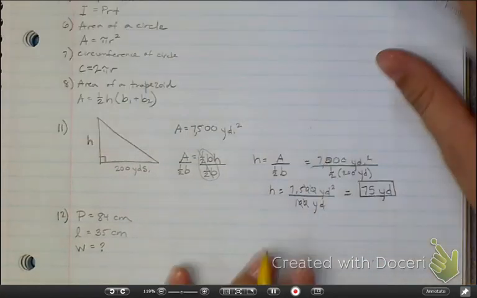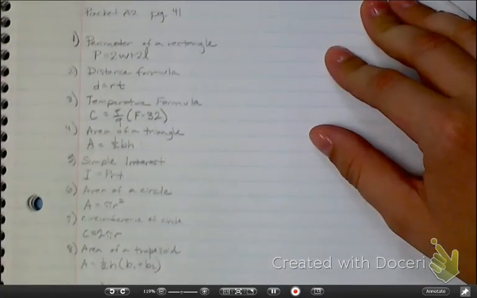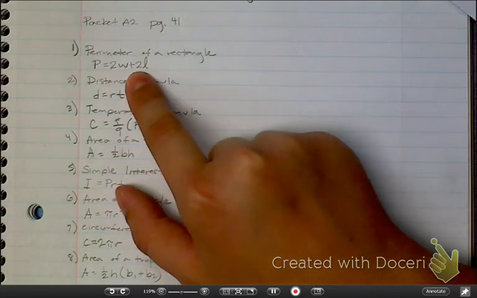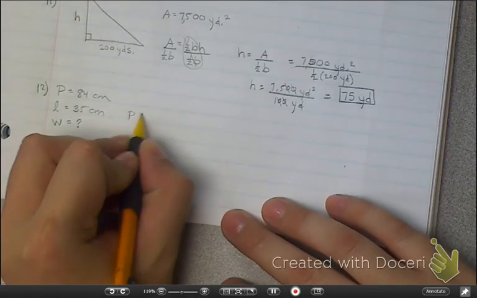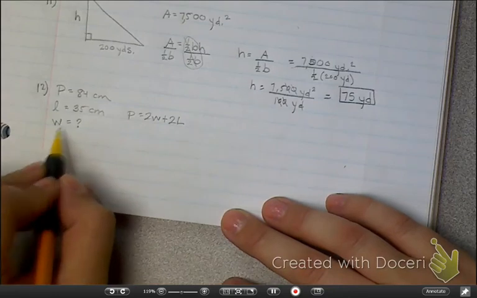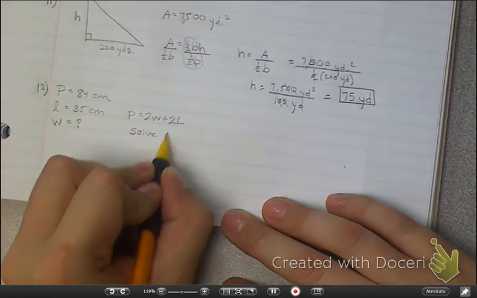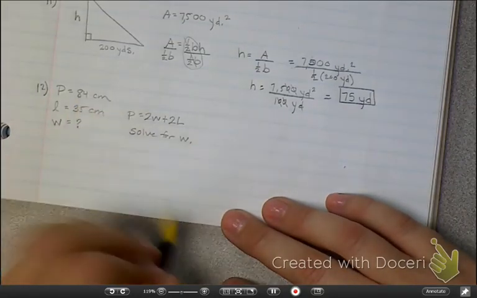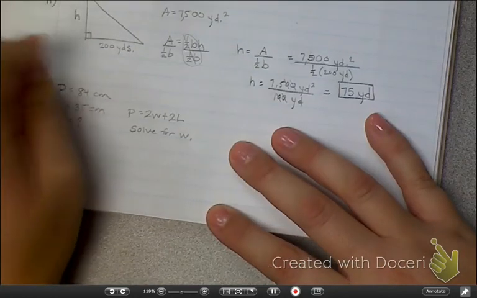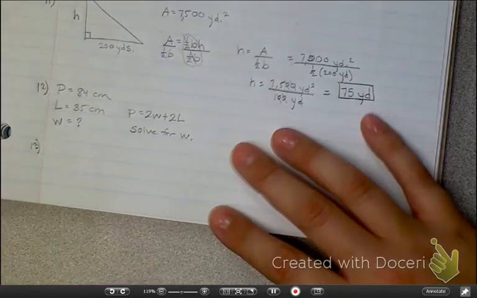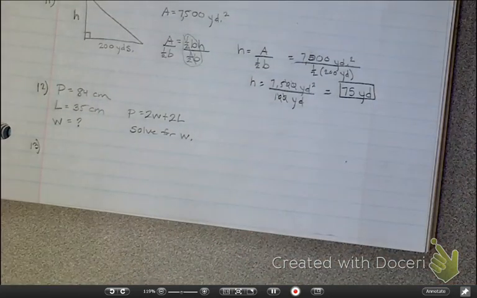Well, again, if I look up here, we came up with all these formulas earlier. I'm looking for the perimeter of a rectangle. So here I see perimeter of a rectangle: P equals 2W plus 2L. So I'm going to write that down. P equals 2W plus 2L. And I want to know what W is. So I'm going to say solve for W. Once you solve for W, you'll be able to plug in what L equals, plug in what P equals, and solve for what W equals. But I'm going to let you do that tomorrow. And then the last one we're going to go over today together is number 13.